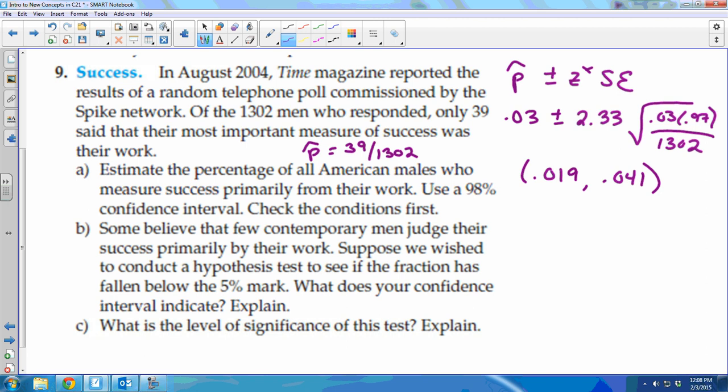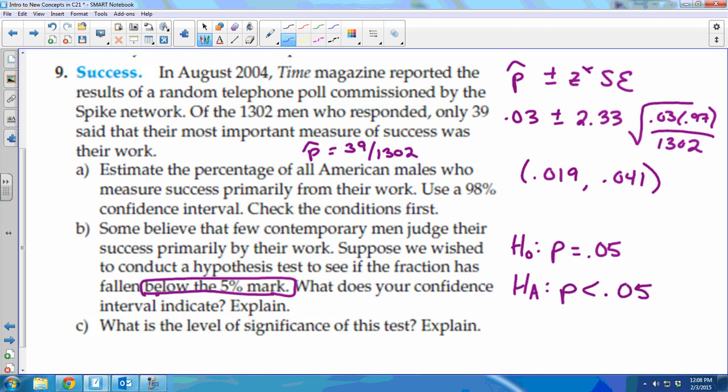All right, so on part B, some believe that few contemporary men judge their success primarily by their work. Suppose we wish to conduct a hypothesis test to see if the fraction has fallen below the 5% mark. What does your confidence interval indicate, and explain? If we were going to do a hypothesis test, we need hypotheses. So what would your hypotheses be? 0.05, because they give us this 5% situation in part B. And so what's the alternative? So if it's fallen below. So is this a one-sided test or a two-sided test?